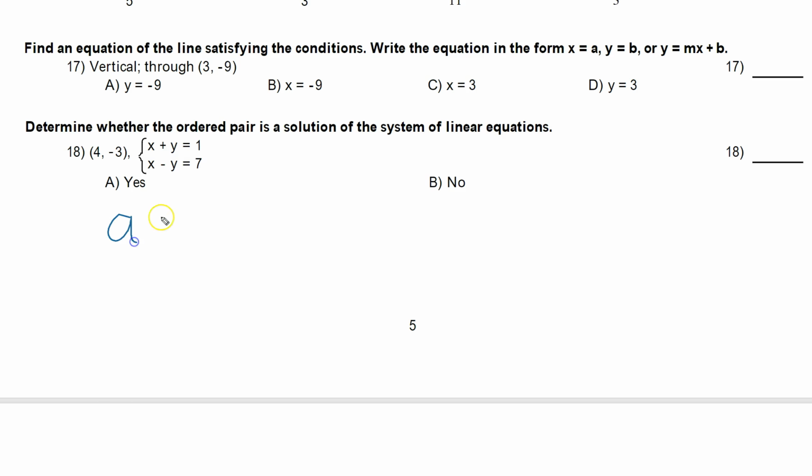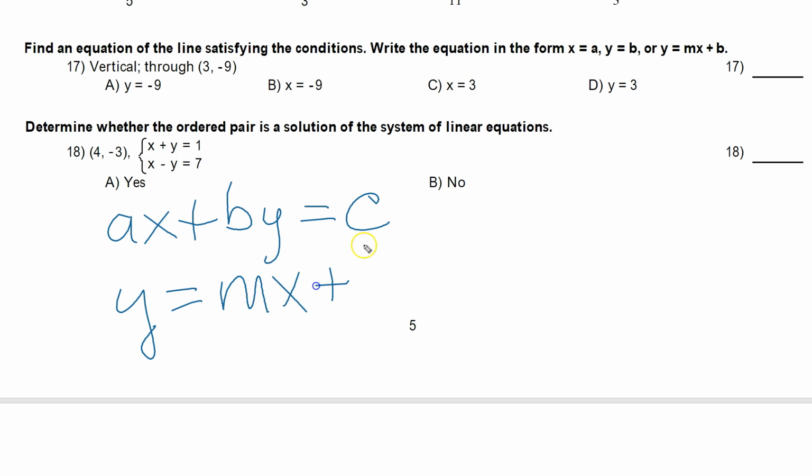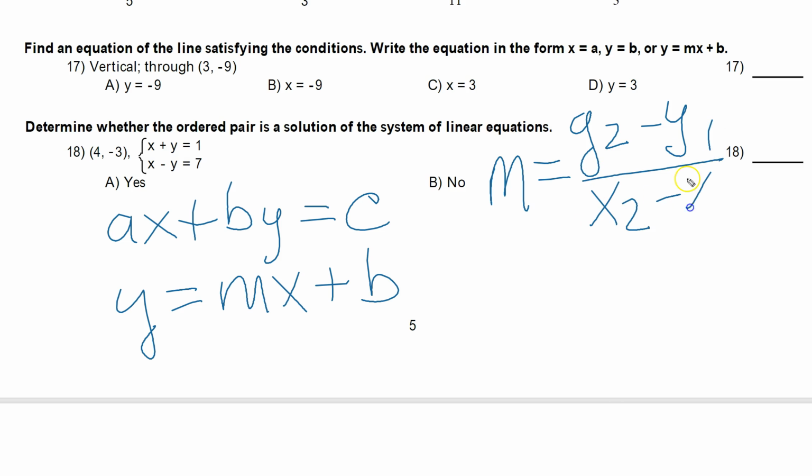So we have ax plus by equals c, standard form. Y equals mx plus b, slope-intercept form. Then we had the slope formula: y sub 2 minus y sub 1 over x sub 2 minus x sub 1. Then we had the point-slope form. We wrote that above, but we're just doing some review now.